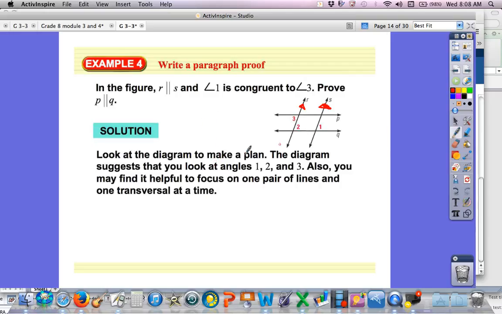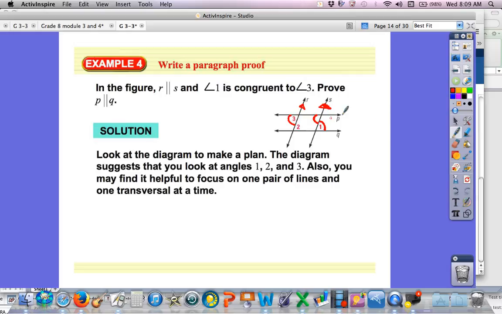So the diagram is suggesting that you look at angles 1, 2, and 3. And it's also telling you may find it helpful to focus on one pair of lines at a time. Okay? So I'm kind of thinking, we're going to look in a minute how the book does it, but I'm kind of thinking that if these lines are parallel, then I'm just going to put here what's equal to 3. So that would be equal to 3, and that would be equal to 3. Oh, and they told me 1 is congruent. So that's equal to 3, right?